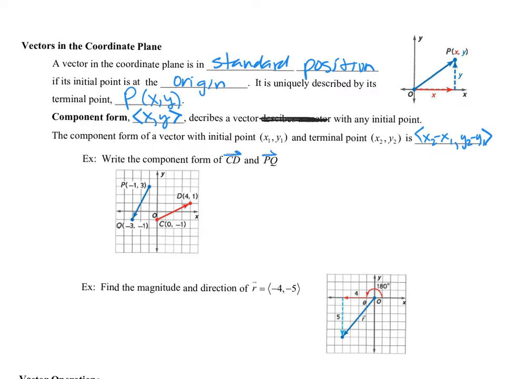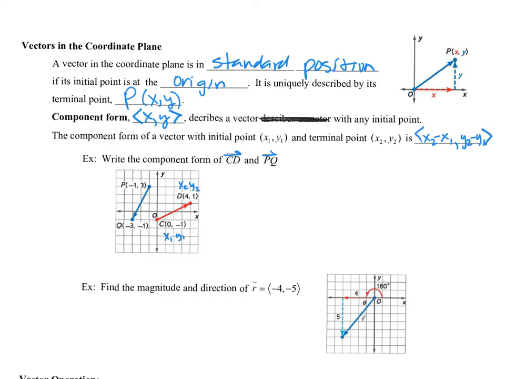Okay, so let's write the component form for vector CD and vector XY. So make sure you pay very close attention to which point is the initial point and which point is the terminal point, because this will be your x1, y1. Let's go ahead and jot that down. So this is x1, y1, and this point will be x2, y2.